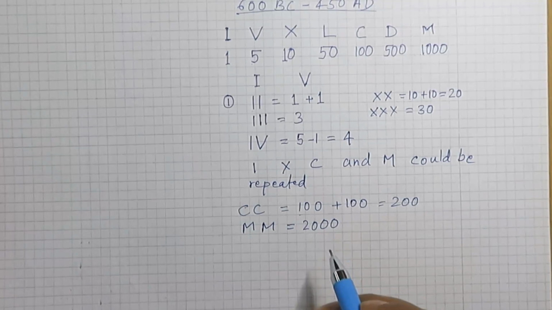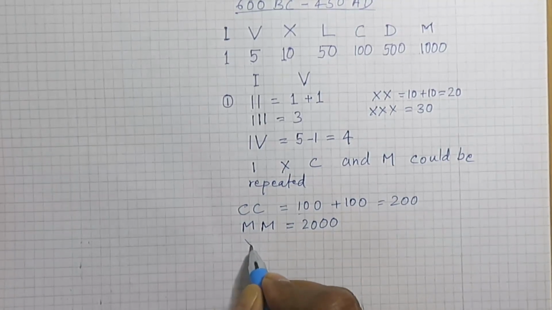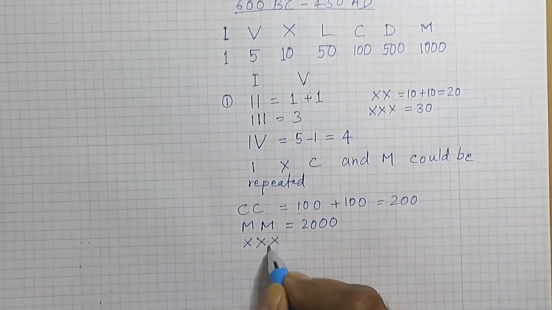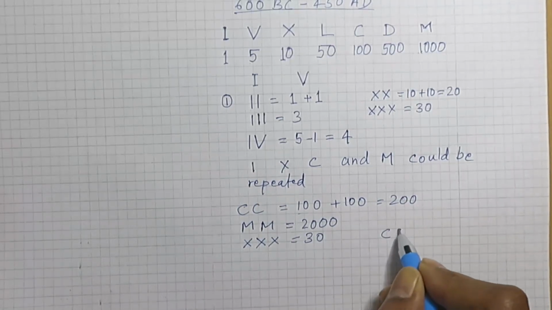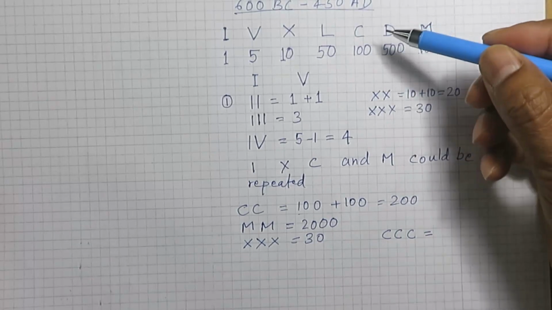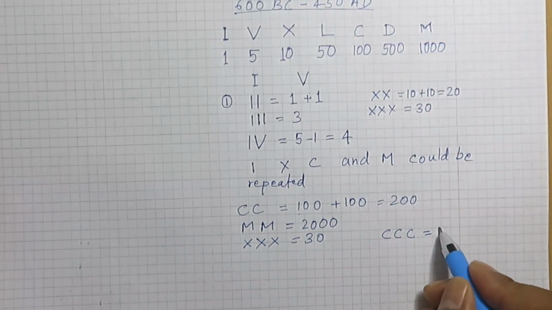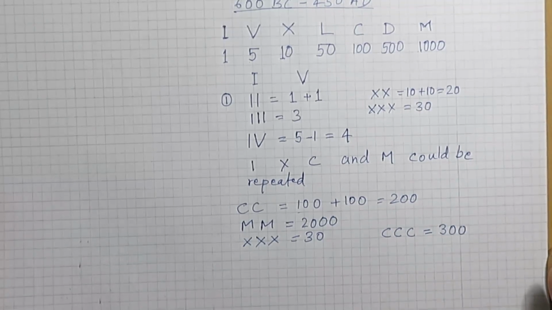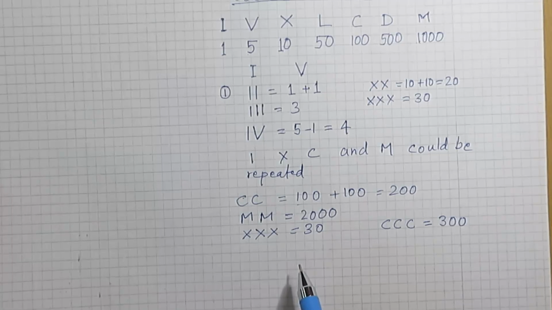So similarly, if I write XXX, then 30. If I write CCC, one C represents 100, so 100, 200, 300. So it will be 300. This is the way we can actually understand how the Roman numerals work.